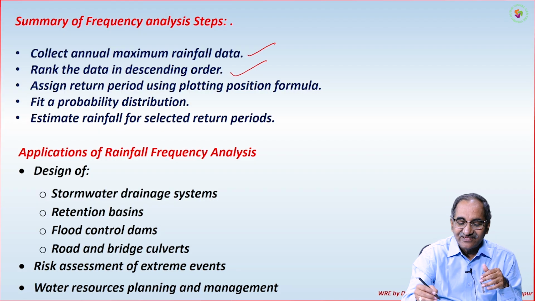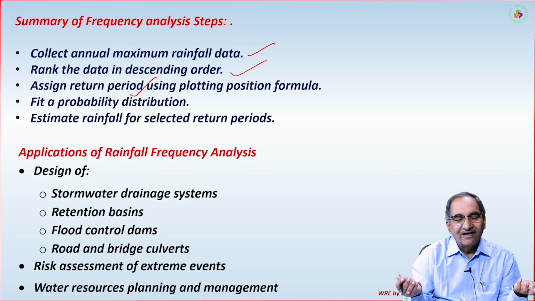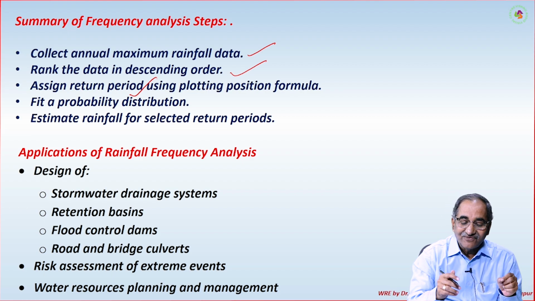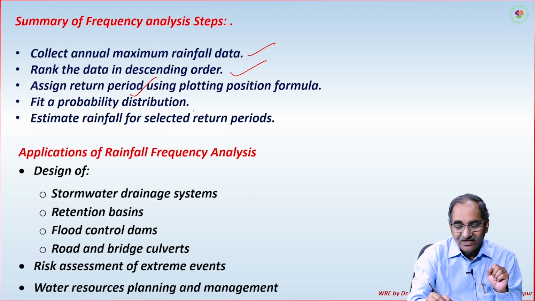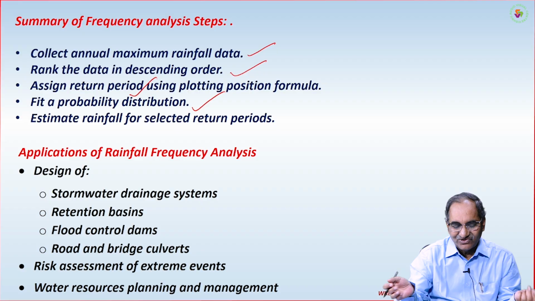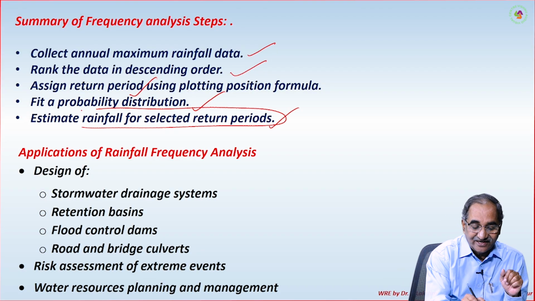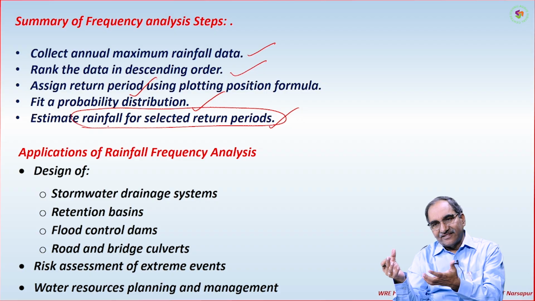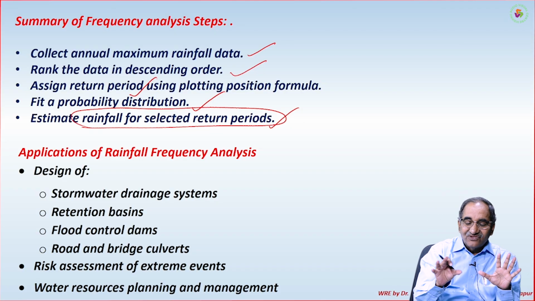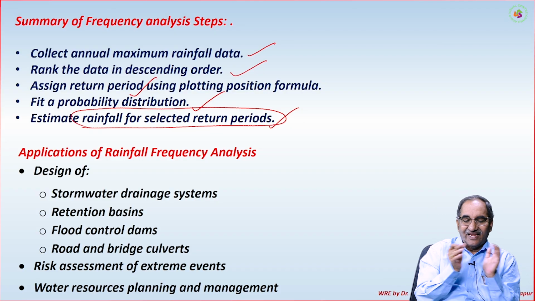So when you rank them, naturally you can get the return periods. After getting the return periods, actually you get the probability distribution. Once that is done, estimate the rainfall for a selected duration. For any selected duration, you can find this out. So this is the frequency analysis.